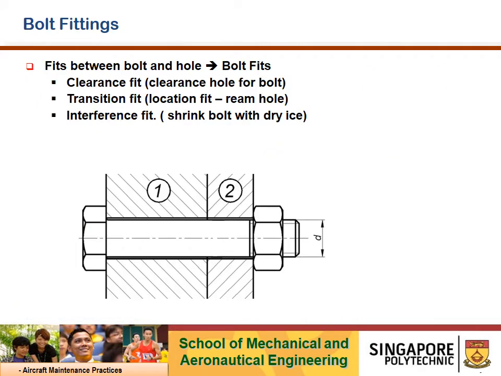Bolt fittings, that's talking about hole clearance. They are classified under 3 types: clearance fit, transition fit, and interference fit. Clearance fit is where the hole is larger than the bolt shank, or the bolt shank is smaller than the hole, depending on how you talk about it. Transition is where both the hole and the shank are of the same dimension. And interference fit is where the hole is smaller than the shank, or the bolt shank is bigger than the hole. This requires shrinking the bolt with dry ice or liquid nitrogen.